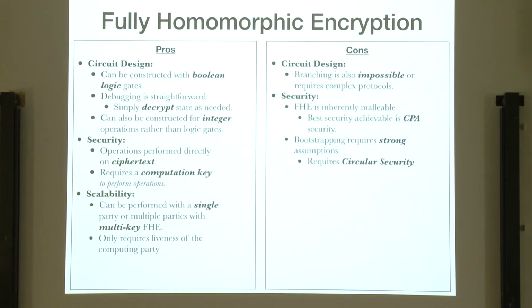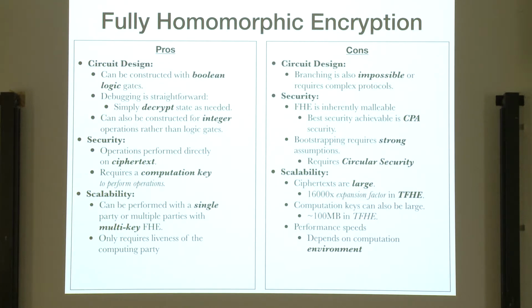So fully homomorphic encryption, lots of things to say. Can also be constructed with Boolean logic gates. Debugging is straightforward, just decrypt the state as required. There's also schemes to construct it for integer operations if you don't want to use logic gates. Operations, like I said, are performed directly on the ciphertext, and it requires the computation key to perform those operations. They can be performed with single parties or multiple parties in case of multi-key FHE, and it only requires the liveness of the computing party.